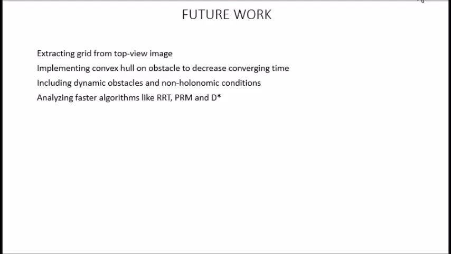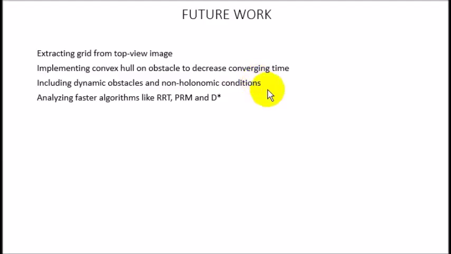The future work in this project would include extracting clear paths and blocked regions from a top view image in the form of a grid map. The image can be obtained from high quality satellite pictures or an overhead drone transmitting continuous images of the environment. Next, in order to decrease the converging time, we are going to implement a convex hull around the concave obstacles to get faster converging times.